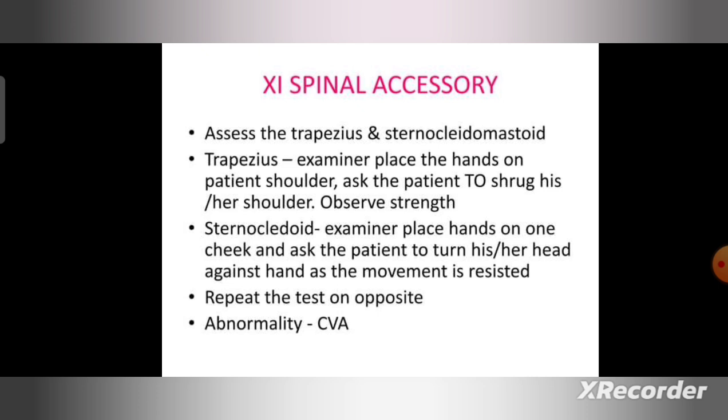Next is the sternocleidomastoid muscle. The sternocleidomastoid muscle, that is the SCM muscle, is examined by the examiner placing the hand on one cheek and asking the patient to turn his or her head against the therapist's hand as the movement is registered, then repeating the test on the opposite side. It will be abnormal in CVA.